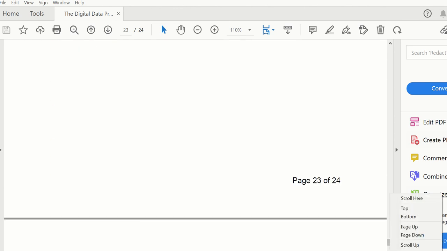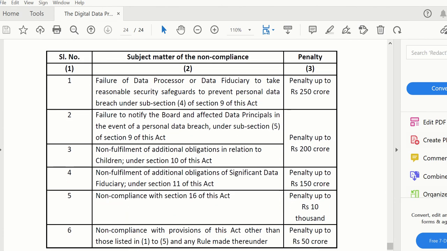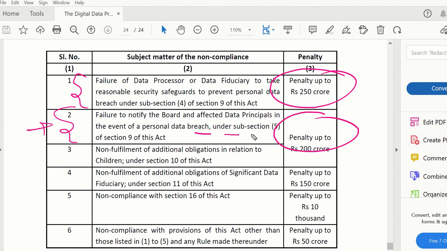Let's see the penalties. If the data processor or data fiduciary fails to take reasonable security safeguards to prevent personal data breach, meaning you have not put proper technical measures within your organization, there is a penalty of up to 250 crores. Failure to notify the Board and the affected data principal in the event of a personal data breach, because you also need to notify the Board if any data breach has happened, carries a penalty of up to 200 crores. In the same way, non-fulfillment of the obligations of a significant data fiduciary carries a penalty of 150 crores. So there are a huge number of penalties if you are not fulfilling the requirements.